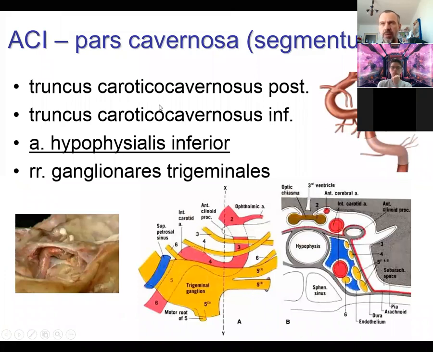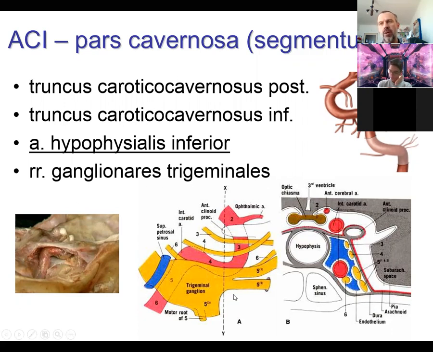Even these names which are not underlined are not important for you. They can be very important in clinics, in neuroradiology. Yeah? So if you will be a neurologist, neurosurgeon, or neuroradiologist, you have to learn these terms as well.